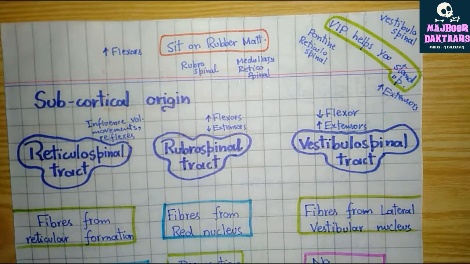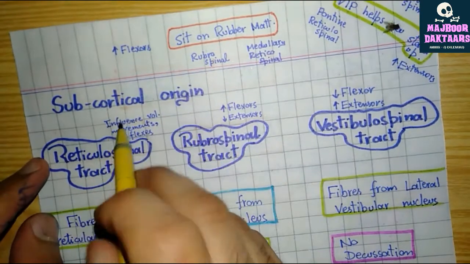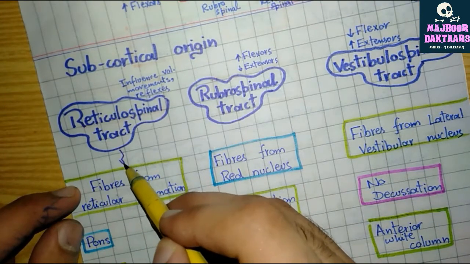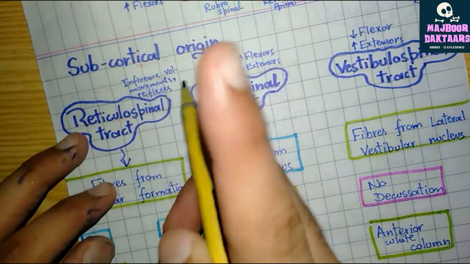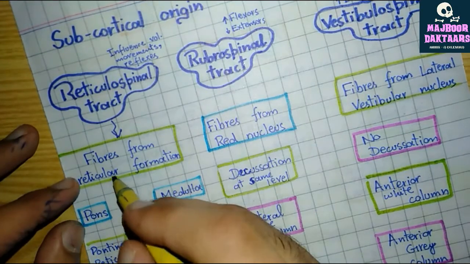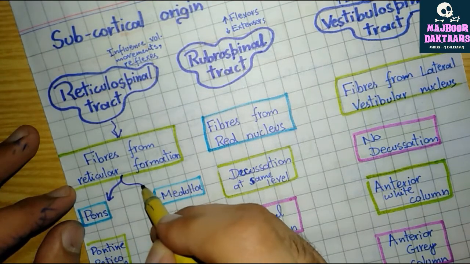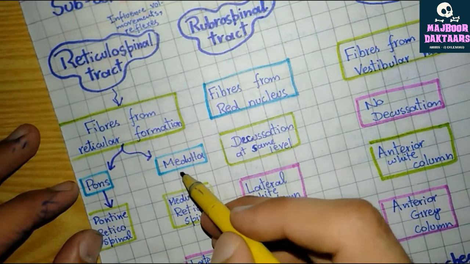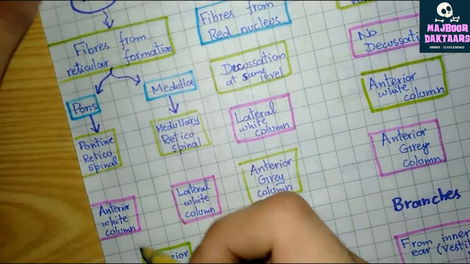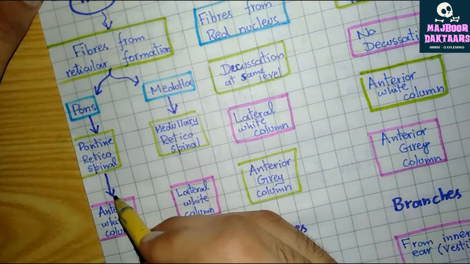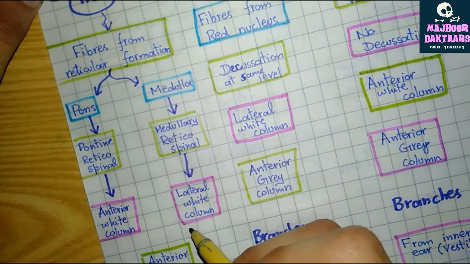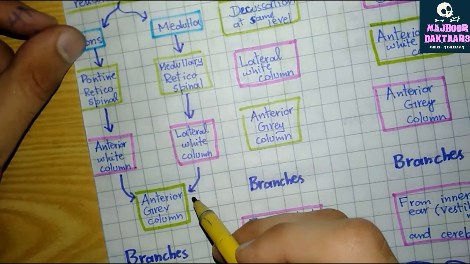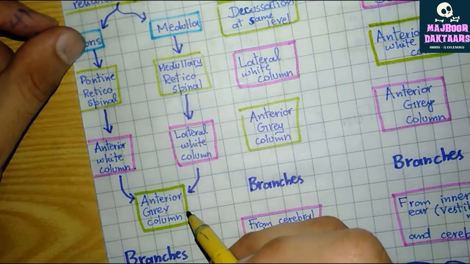Now, the subcortical origin tracts, which are below the cerebral cortex. These include the reticulospinal tracts. The reticulospinal tracts have their fibers from the reticular formation. The reticular formation is a collection of nuclei in the midbrain, medulla and the pons. The fibers at the level of the pons form the pontine reticulospinal tract, while those at the level of the medulla form the medullary reticulospinal tract. The pontine reticulospinal tract moves through the anterior white column, while the medullary one moves through the lateral white column of the spinal cord. Both of these merge at the anterior gray column of the spinal cord, where they form a secondary synapse with the interneurons.